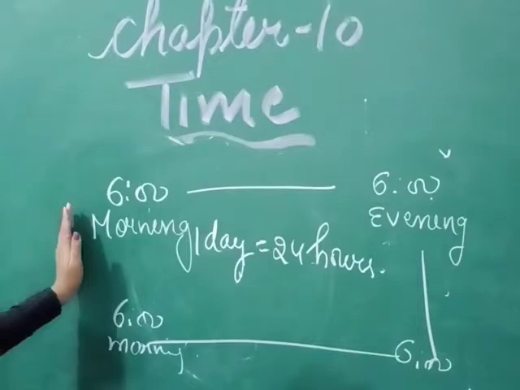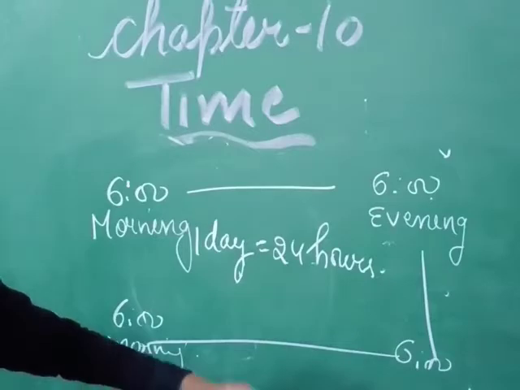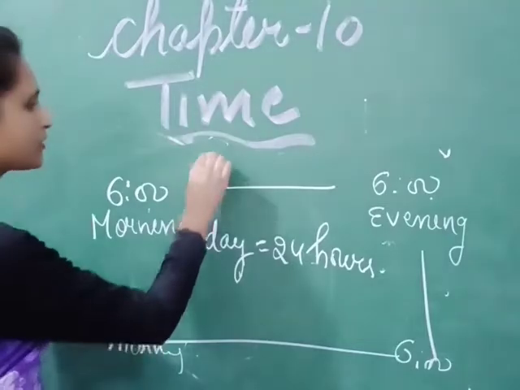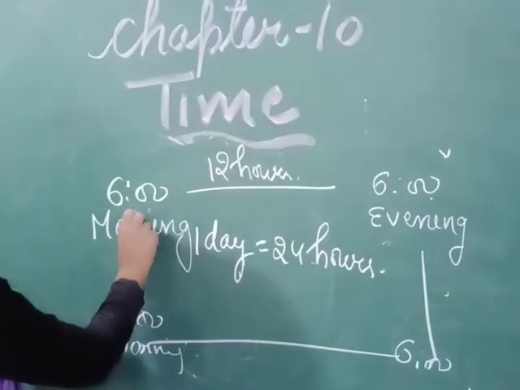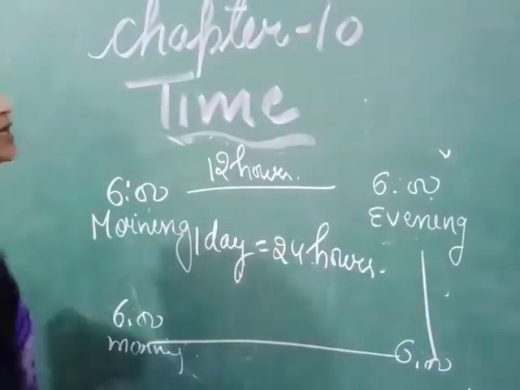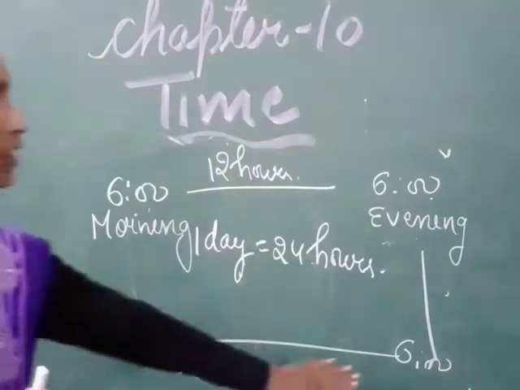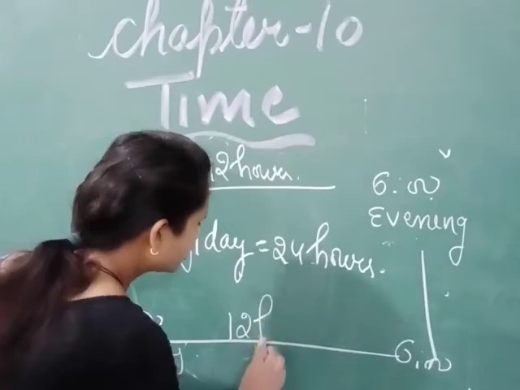Okay, now 6 o'clock in the evening of today. So how many hours have passed? 12 hours have passed, from 6 o'clock in the morning to 6 o'clock in the evening. Now from 6 o'clock in the evening to 6 o'clock in the morning of the next day, tomorrow, how many hours have passed from evening to morning? 12 hours have passed.